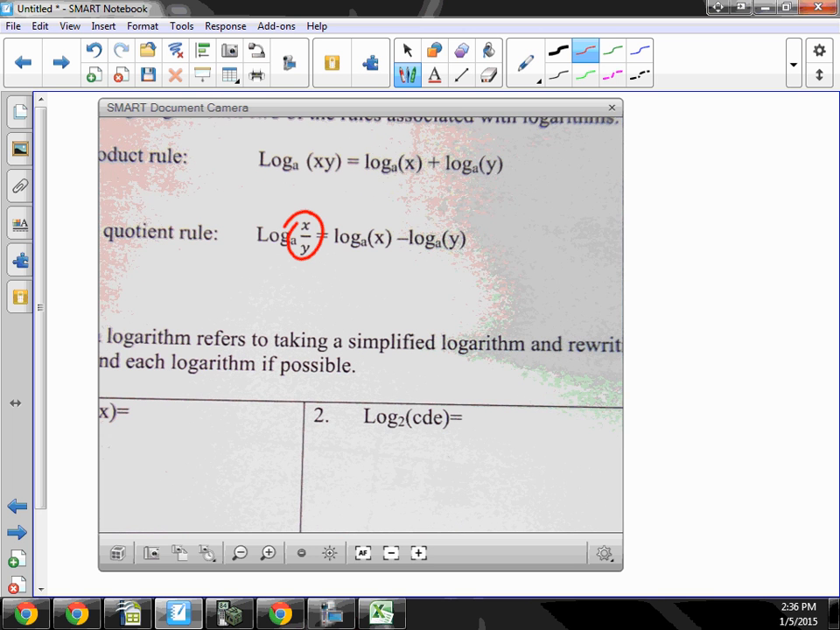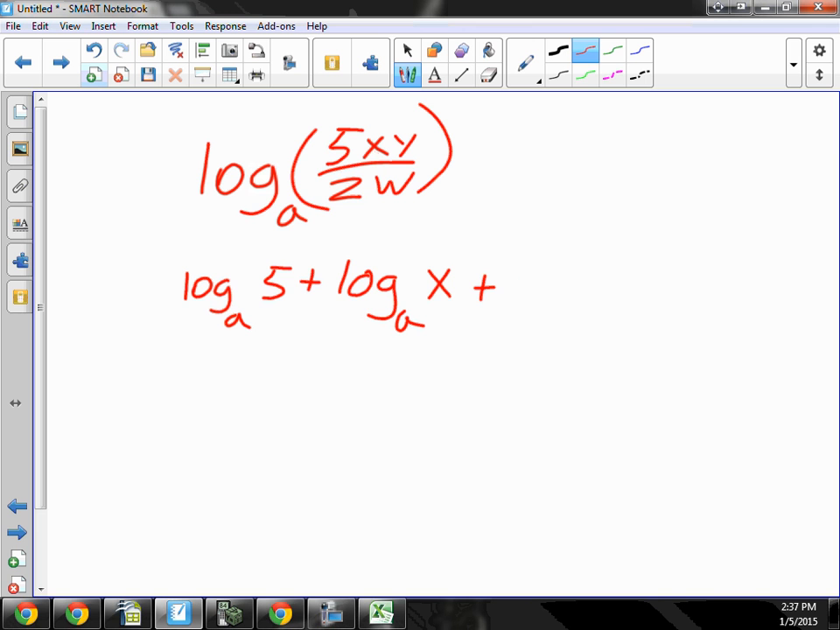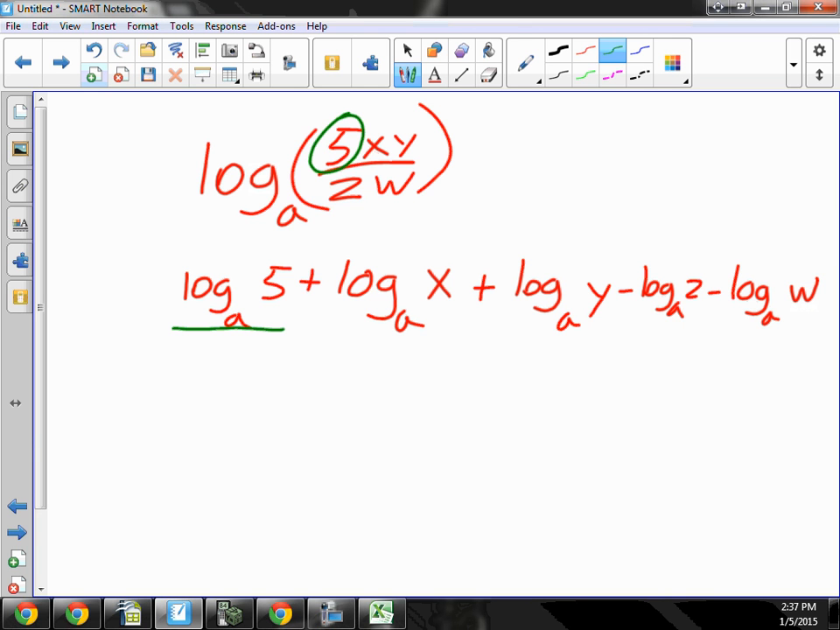Now, if I look like I've made this really confusing, watch how easy it is. Let's say I had log base A of 5xy over zw. There are 3 numbers in the numerator. They will all get positive logarithms. There are 2 numbers in the denominator. They all get negative logarithms. So we're going to split this into 5 logs, and they'll all be base A. Log base A of 5 plus log base A of x plus log base A of y minus log base A of z minus log base A of w. So this gets a positive, this gets a positive, this gets a positive, this gets a negative, and this gets a negative. That's all we've done.